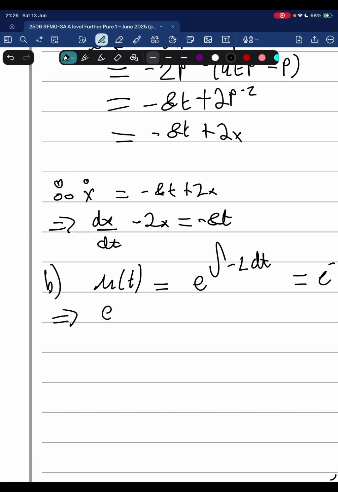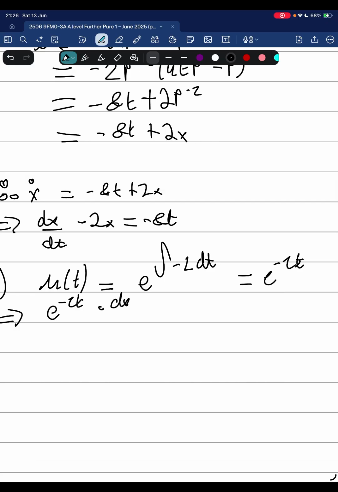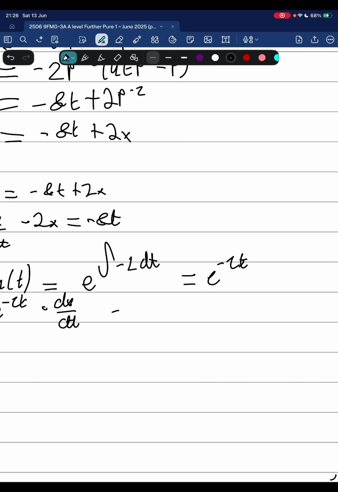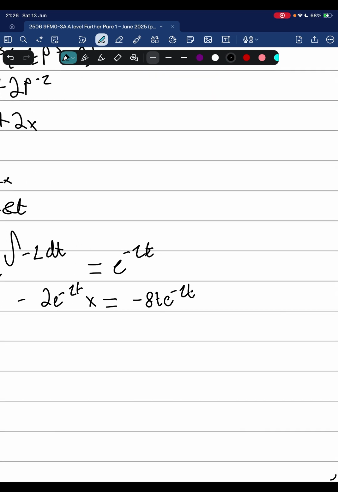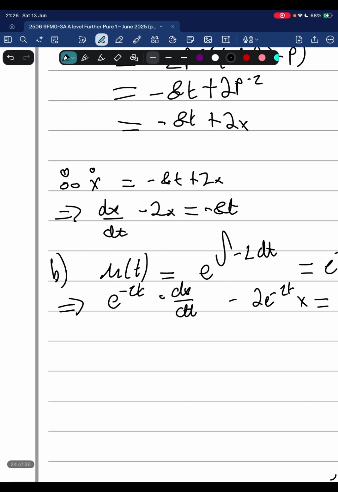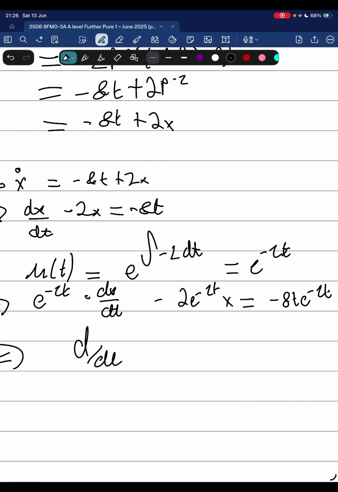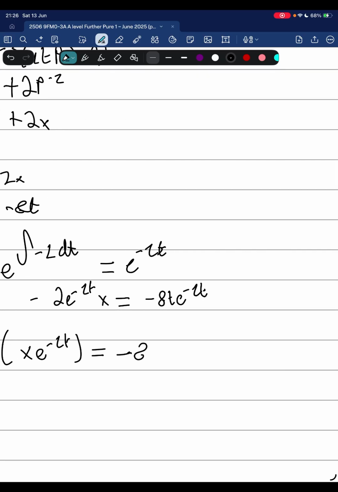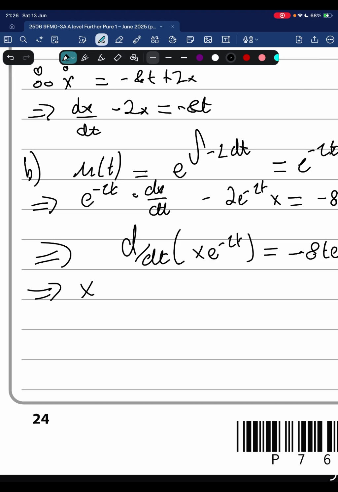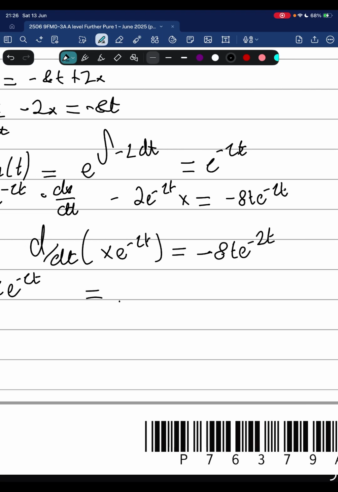So that implies e to the minus 2t times dx by dt minus 2e to the minus 2t x equals minus 8t e to the minus 2t. So that tells us d by dt of x e to the minus 2t equals minus 8t e to the minus 2t. So we integrate both sides, right? So that implies x e to the minus 2t equals the integral of minus 8t e to the minus 2t dt.